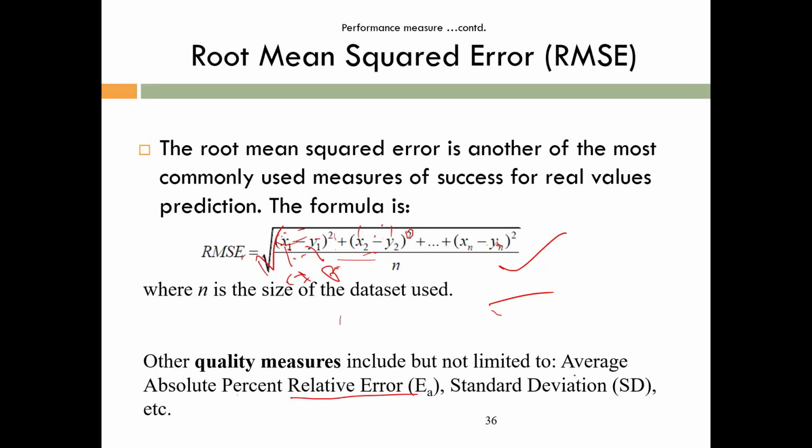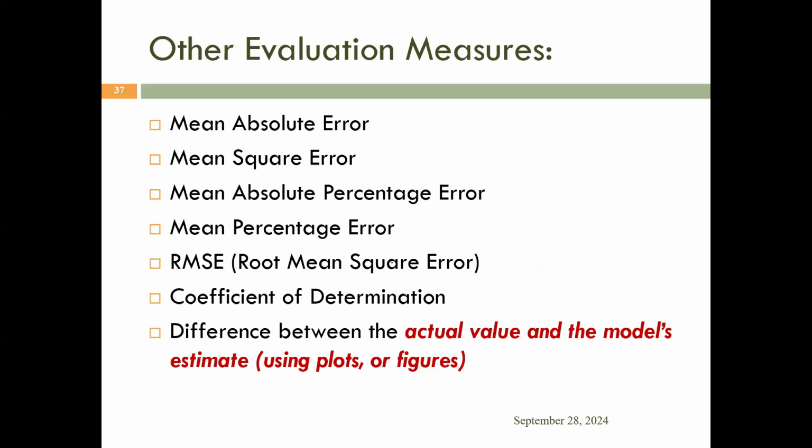There are other measures you can use, like I said, depending on the area. Absolute percent relative error, standard deviation also could be used, and things like mean absolute error, mean error, mean absolute percent error, mean percentage error. This is very common. I use this one and I recommend it for starters. It always tells us the actual error you are having there, the coefficient of determination, and the difference between the actual value and the estimated value using a plot or figure.